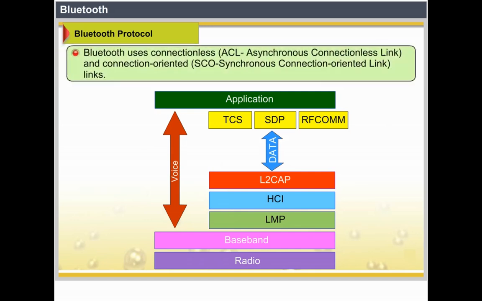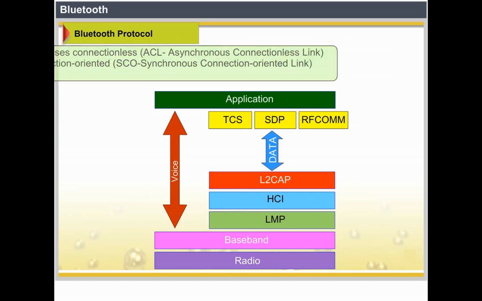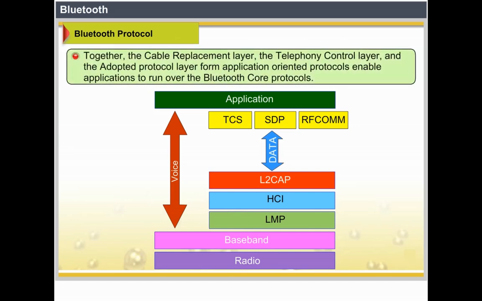Bluetooth uses connectionless ACL, asynchronous connectionless link, and connection-oriented SCO, synchronous connection-oriented link, links. Together, the cable replacement layer, the telephony control layer, and the adopted protocol layer form application-oriented protocols, enabling applications to run over the Bluetooth core protocols.